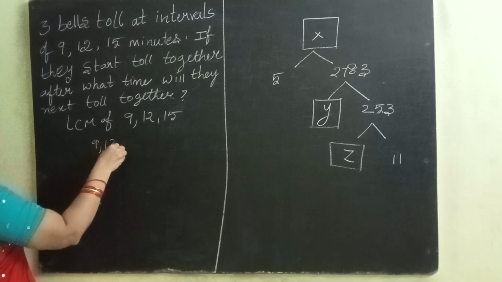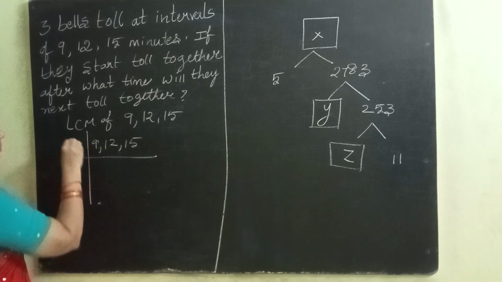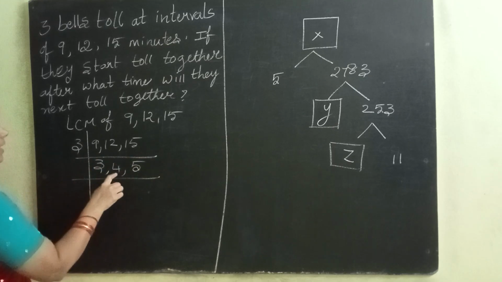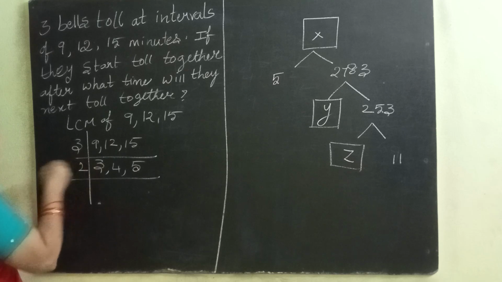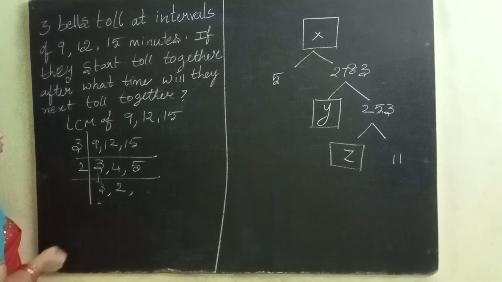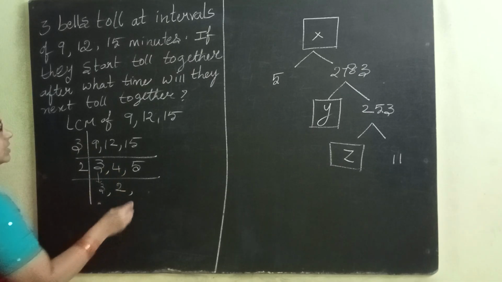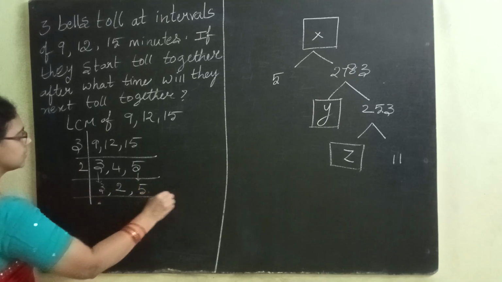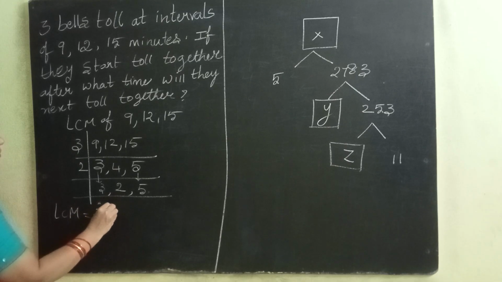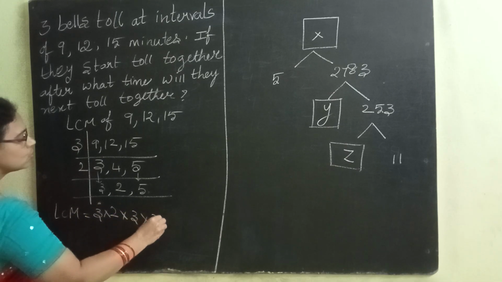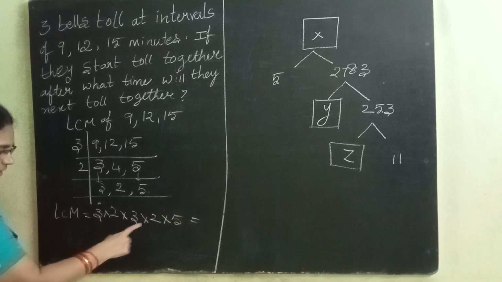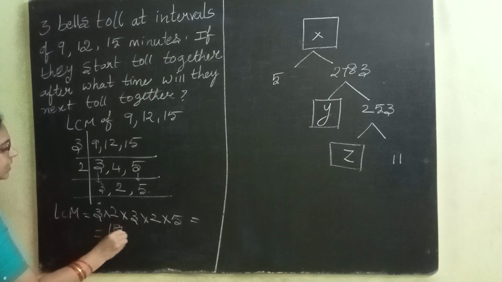Which table has these 3 numbers? It's the 3 table. How many times? 3 times, 4 times, 5 times. Again here 4 is a composite number. The 2 table has that one. The 2 table doesn't have 3 as it is. How many times 2 will you get? 2 times 2 is 4. 5 you have to write as it is. So you got all prime numbers. Now LCM is equal to 3 into 2 into 3 into 2 into 5. 3 2s are 6, 6 3s are 18, 18 into 10, 180.